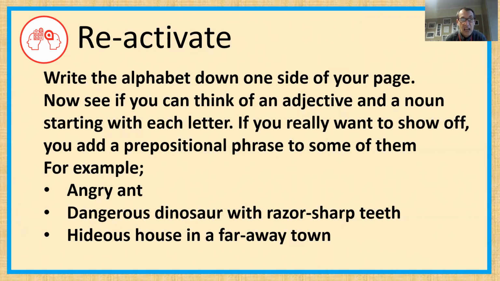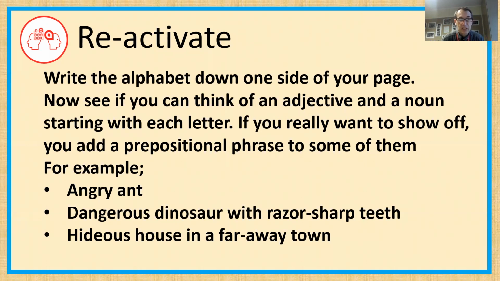So, for example, for A, I could come up with "angry ant." For D, and this one's for you, Saeed, I could come up with "dangerous dinosaur." And then if I wanted to show off, I could add that extra bit: "a dangerous dinosaur with razor sharp teeth." And for H, one of our favorite adjectives, "a hideous house," and a prepositional phrase, "in a faraway town." So it makes our expanded noun phrase, "hideous house in a faraway town." So there's 3 for you. I'll leave you with 23 others to see if you can find. Some of them will be very hard, maybe not even possible, but see how many you can do.